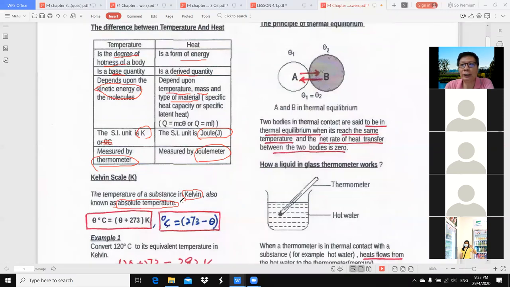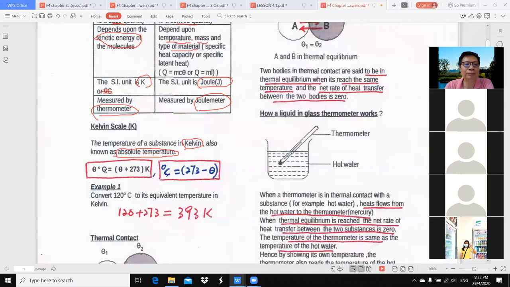When the temperature is given in Kelvin, we call it absolute temperature. Absolute temperature means using the unit of Kelvin. Okay, now this formula. To change Celsius to Kelvin, you add 273. I think you learned this one already, right? From degree Celsius, you want to change to Kelvin, you plus 273. Whereas from Kelvin, you want to change back to Celsius, you minus 273, right?